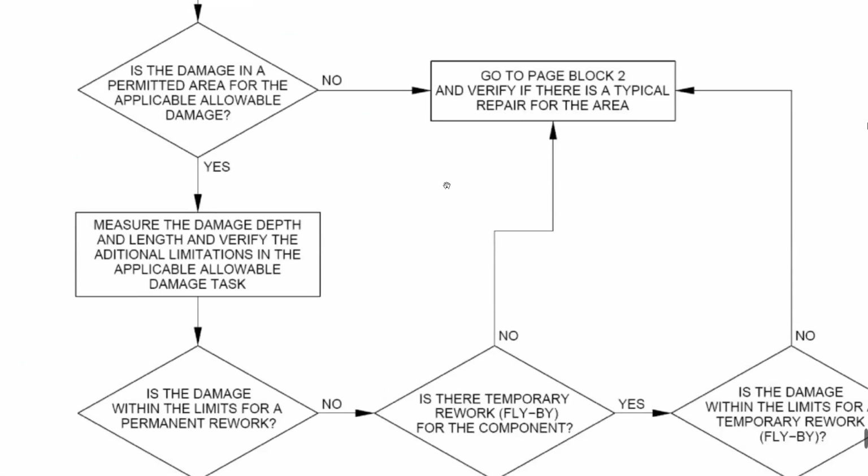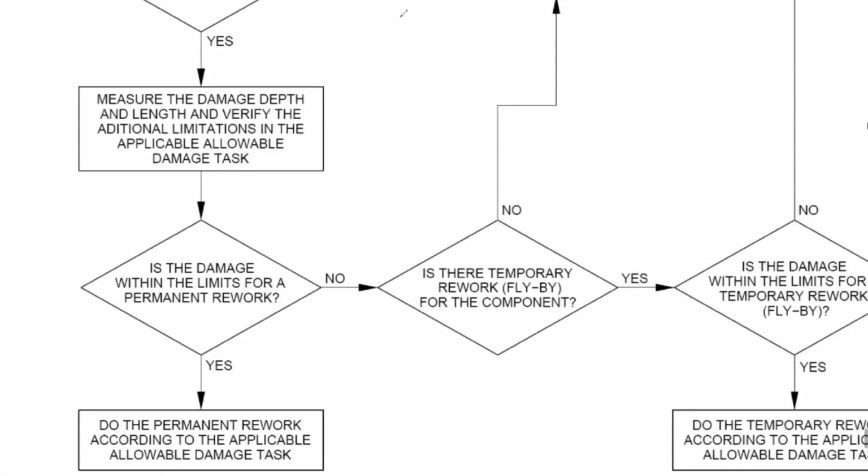If the damage is permitted and we have allowable damage, then we're starting our assessment of the damage. We have to check the damage depth, the damage length, and we have to check if there are any additional limitations in this allowable damage task. After we measure the damage, then we have options again. Is the damage within the limits for permanent rework? If yes, do the rework according to the SRM and everything is fine.